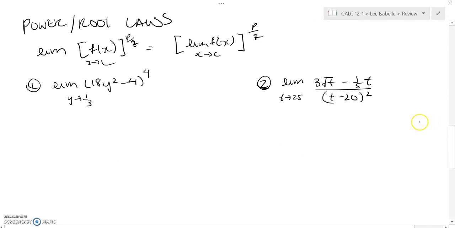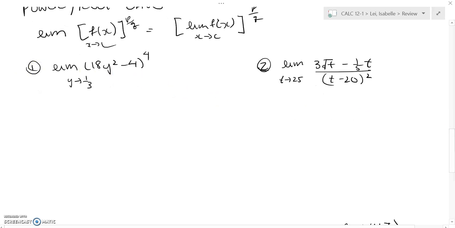Okay, now we can move on to the power and root laws, which state that the limit of f of x to the power p over q, assuming that q does not equal 0, because if it equaled 0, it would not be definable. So the limit of f of x all to the power of p over q as x approaches c can be simplified into the limit of f of x as x approaches c, all to the power of p over q. So we can try a couple of questions.